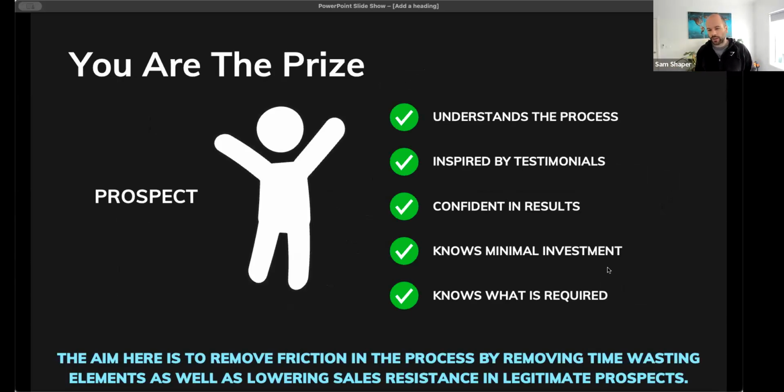I like to give the minimal investment, just because I find it easier for when people do know the price prior to coming on. Now, if you're early in the journey and you just need to get people on the phones because you haven't refined your process enough yet, then sometimes it can be better to keep that to yourself. But I like to at least let them know the minimal investment.